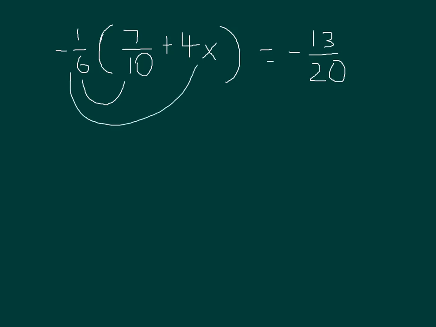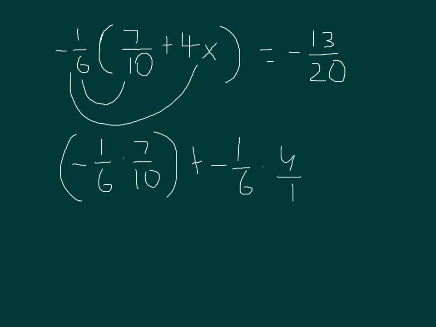And that will come out to (-1/6 times 7/10) plus (-1/6 times 4/1 x), in parentheses because they represent different quantities, equals -13/20.